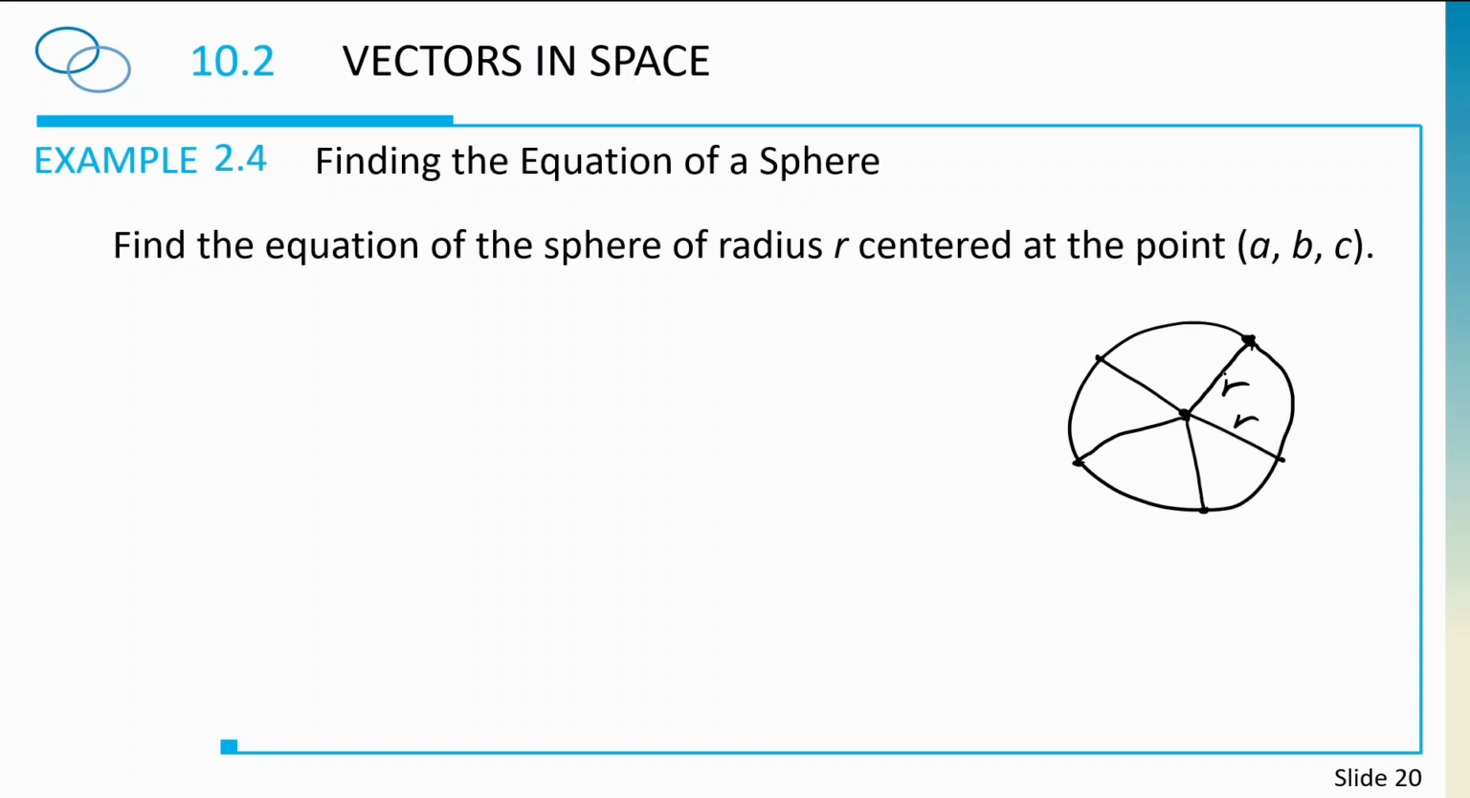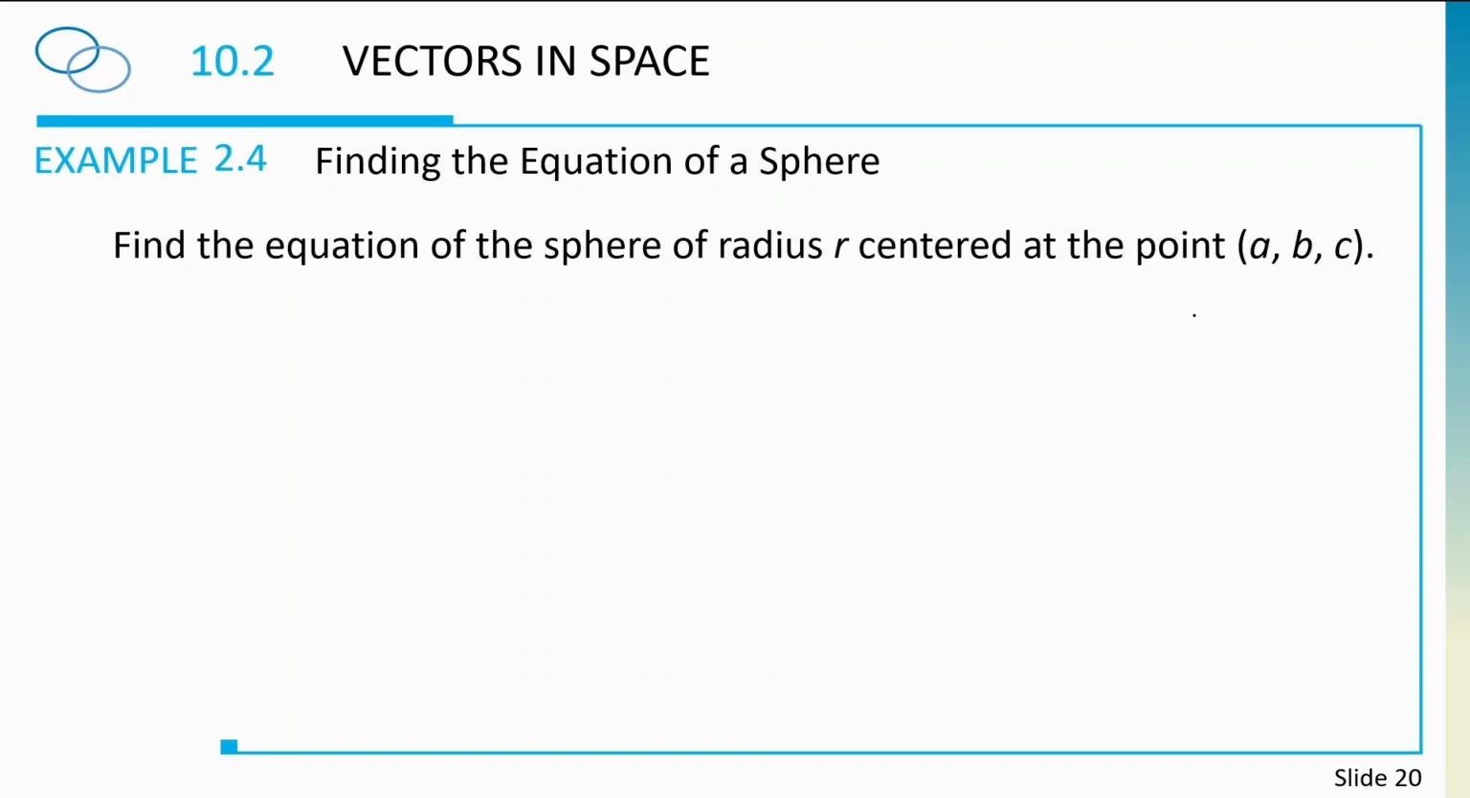So if any point on the circle is (x, y) and the center is (a, b), the distance from (a, b) to (x, y) will always equal r. This is the concept of a circle. Now we need to extend the same idea for the sphere in 3-dimensional space.